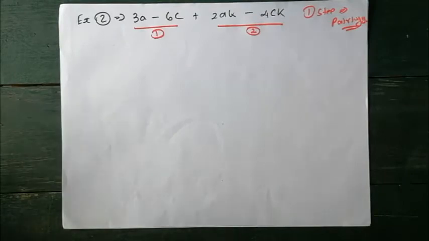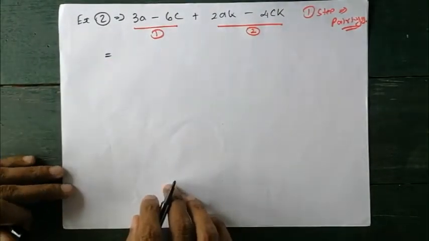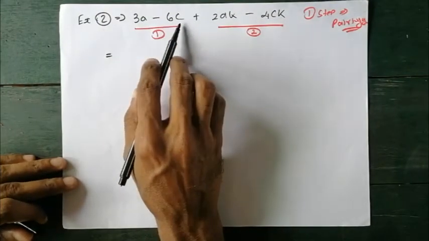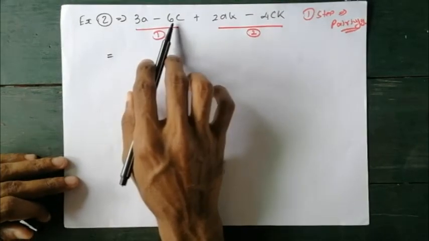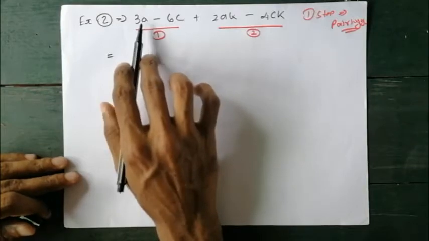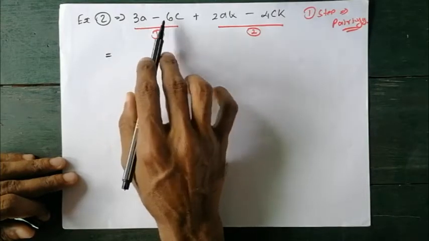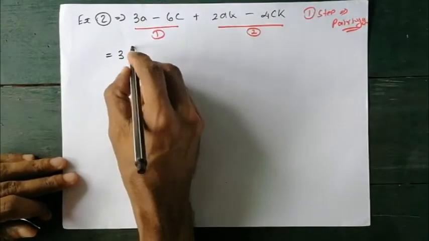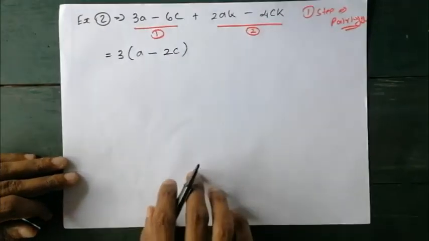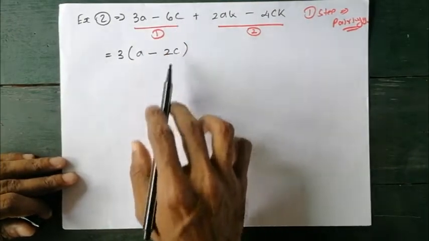Okay, what's our first step of the answer? We are going to take out the common term or common numerical value. 3a, 6c. Which numerical value is common? There is no common algebraic term, a and c. Numerical values we have 3 and 6. So we have 3 as the common. So the remaining is a minus 2c. 6 divided by 3 is 2, negative, and c.